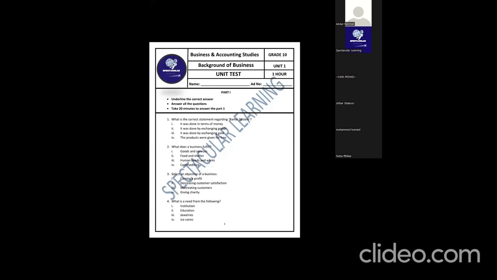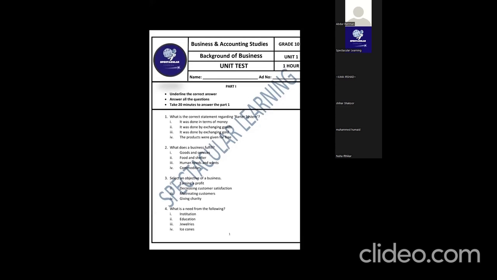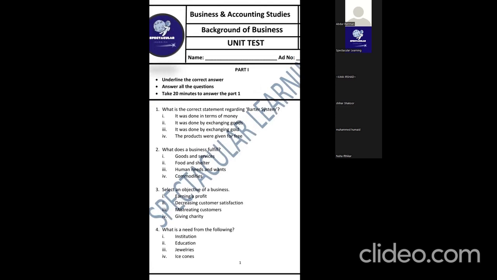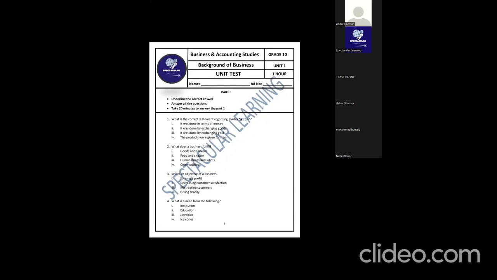So part one of this worksheet is really simple. I want you all to take 5 minutes to do the first 4 questions. Or else, I'll read out the question and you all can answer now. Any volunteer can unmute and answer the first question. What is the correct statement regarding the barter system? Anybody can unmute and tell the answer. Second one.